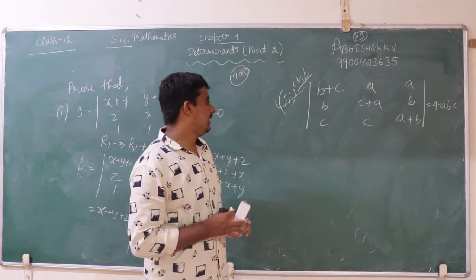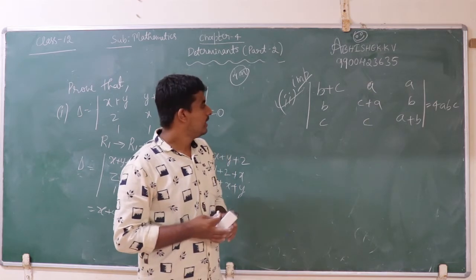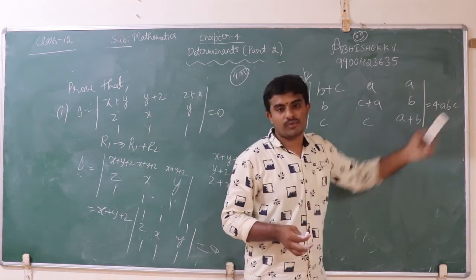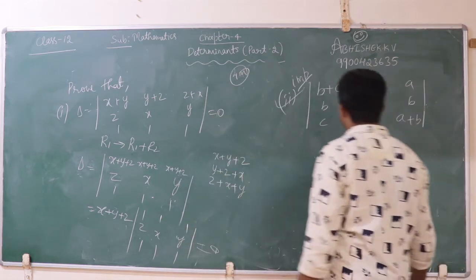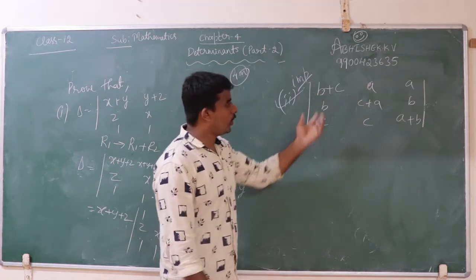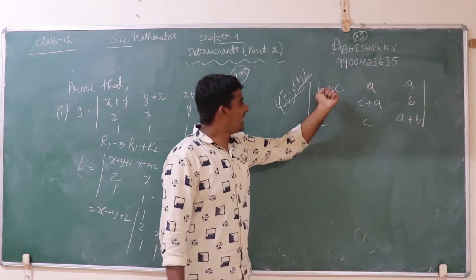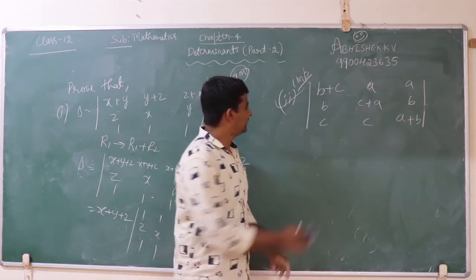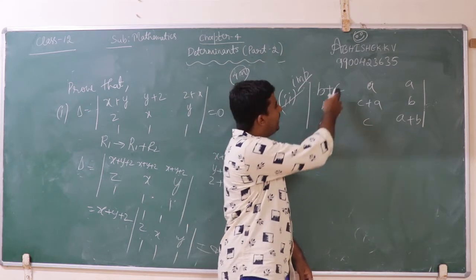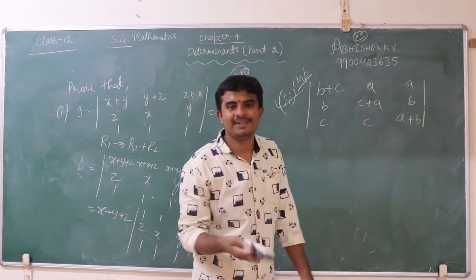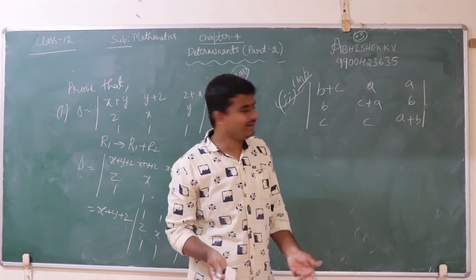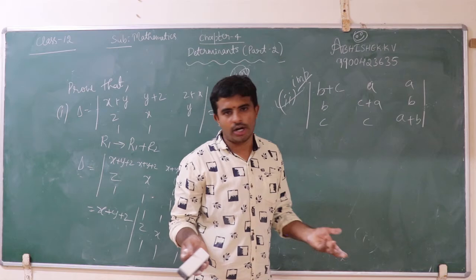Is it clear? Then what can we do? We need to prove that this is equal to 4abc. Consider the LHS part. If I change R1 to R1 plus R2 plus R3, I get 2b plus 2c, and here 2a plus 2c. What is the use? There is no use, right? Then addition is also not possible.